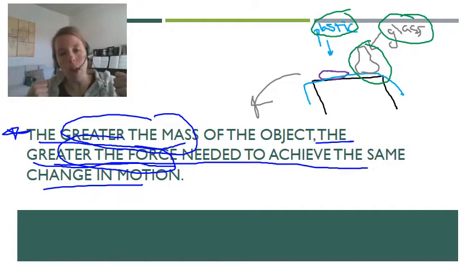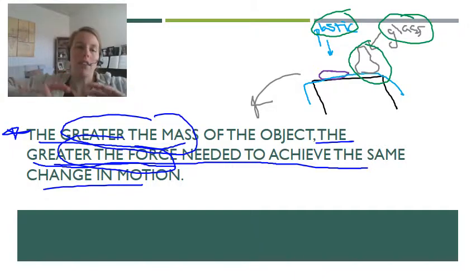So as I pull a tablecloth out, that heavy glass is more resistant to change because it has more mass. It's going to take more force, maybe like a tug of friction, or anyway, it's going to take a lot more force to move this glass because it's more massive.